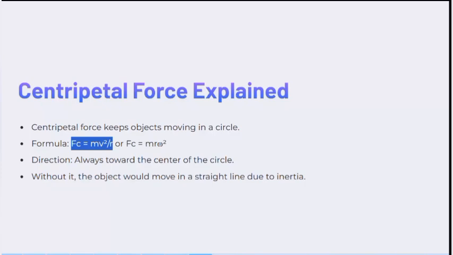This is the formula for centripetal force, where m is the normal mass and v is the linear velocity, not the angular velocity. But if you want the expression for centripetal force in terms of angular velocity, the formula is Fc equals m r w squared. This is the formula for centripetal force in terms of angular velocity.